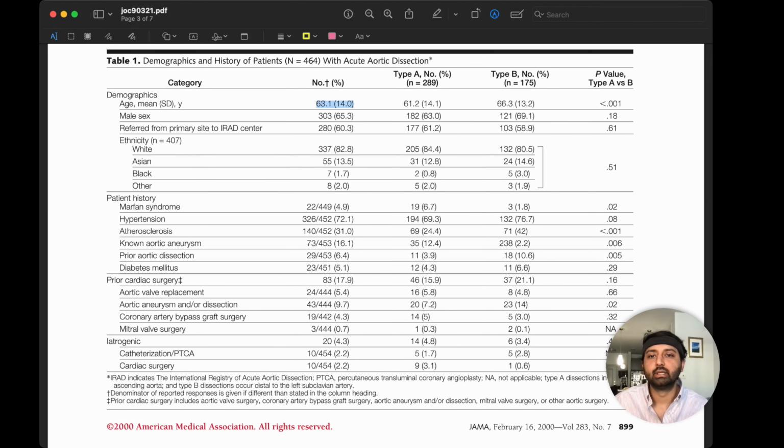What that means is with this standard deviation, you could have had anyone in their 30s or as old as in their late 90s. About 65% of people were male. So what that means is you need to be thinking about women with chest pain having dissection more in your differential.